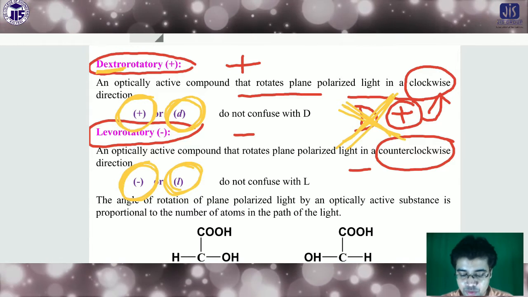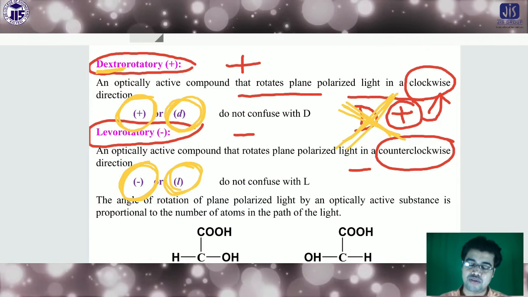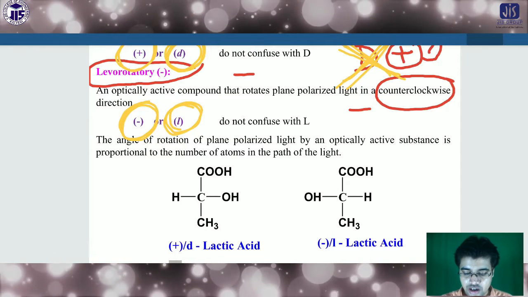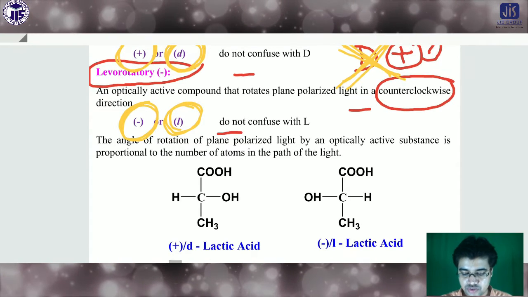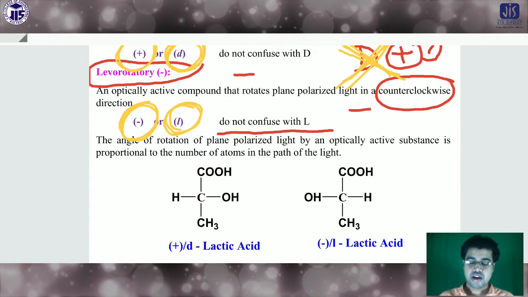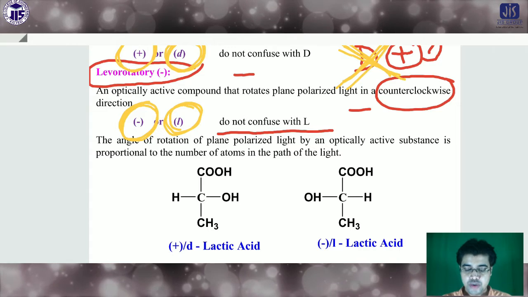So here you have to use the small l or small d, or the plus or minus sign, for dextrorotatory or levorotatory. It is also written here: do not confuse with the capital L, because here you have to use the small l or the small d. Now there are two examples.